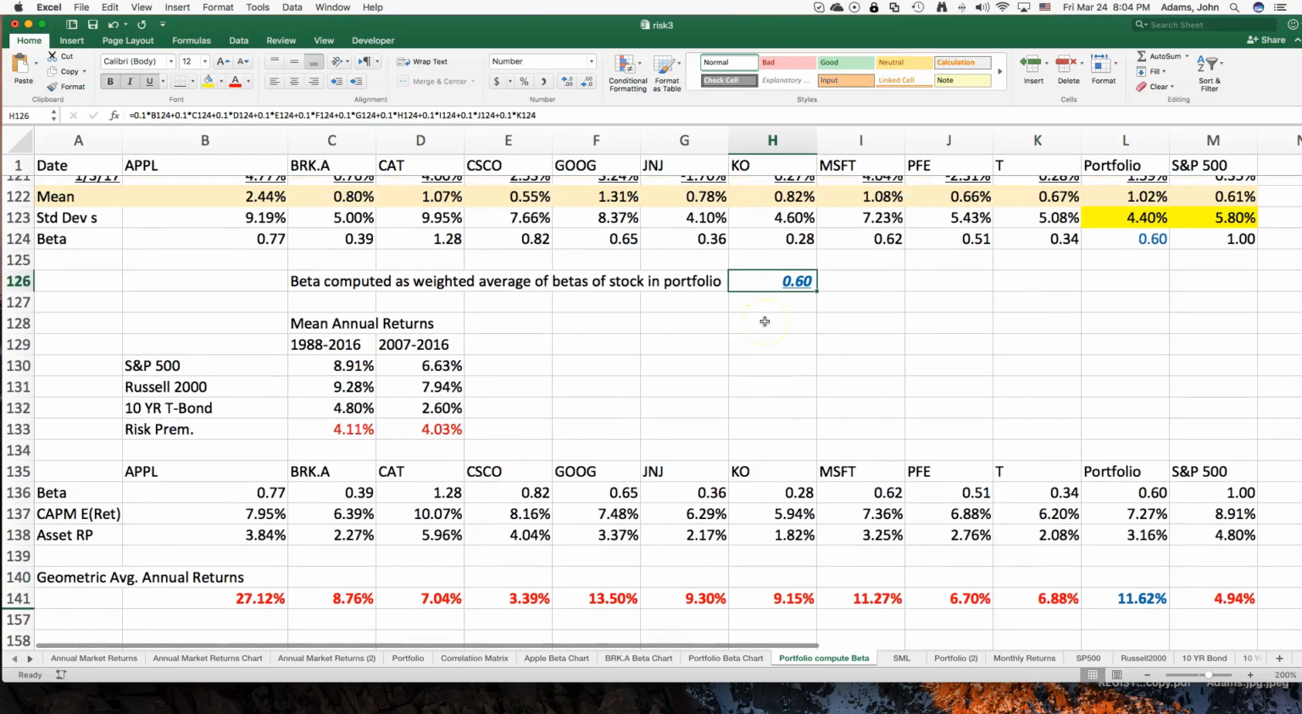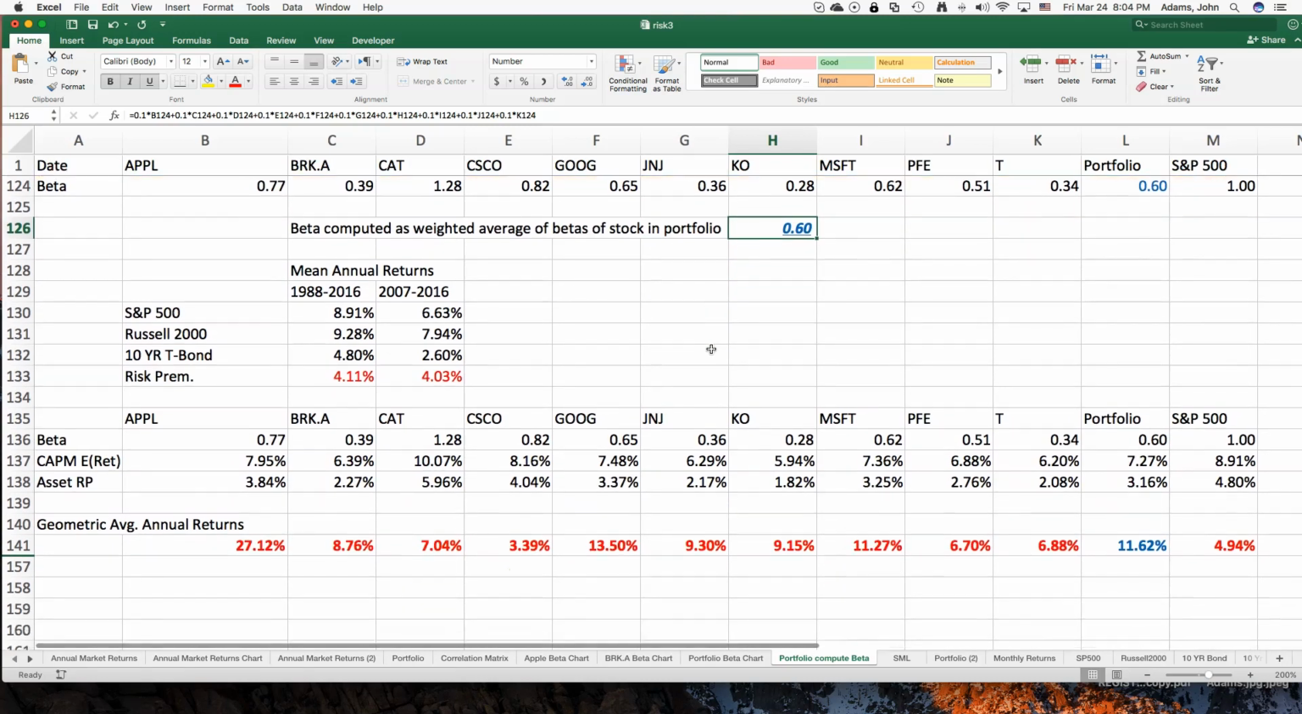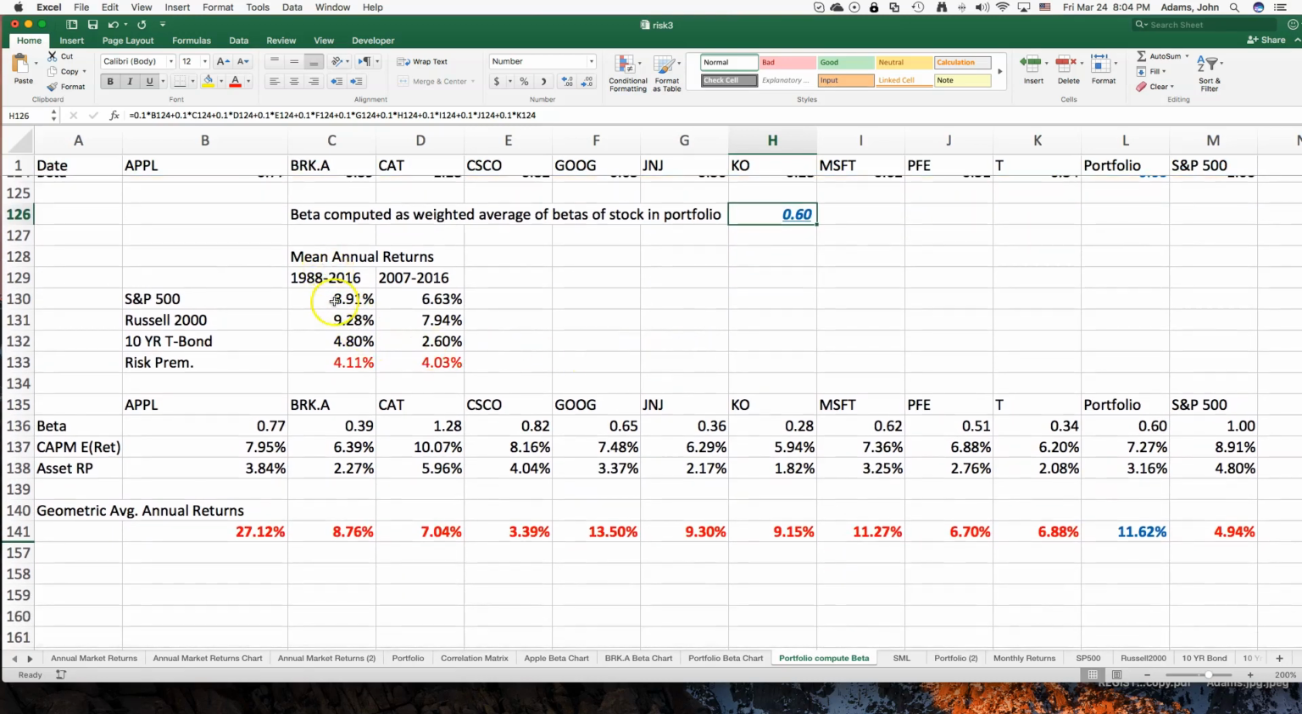And now that we have some betas, we can calculate the expected return under the capital asset pricing model. And the first thing we have to do is come up with some estimates for risk premium. So going back to our data from 1988 to 2016, we saw the S&P 500 had an average return of 8.91%. 10-year Treasury bond had a return of 4.8%. So we could calculate a market risk premium by taking the difference between the S&P 500 return of 8.91% and the 10-year Treasury bond 4.8%, come up with a market risk premium of 4.11%.